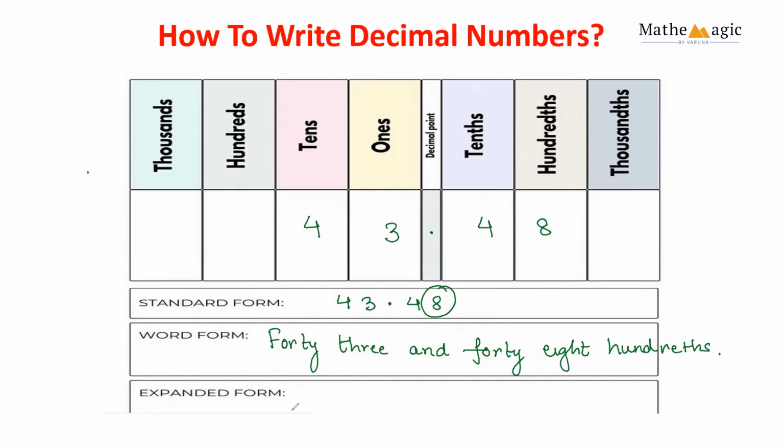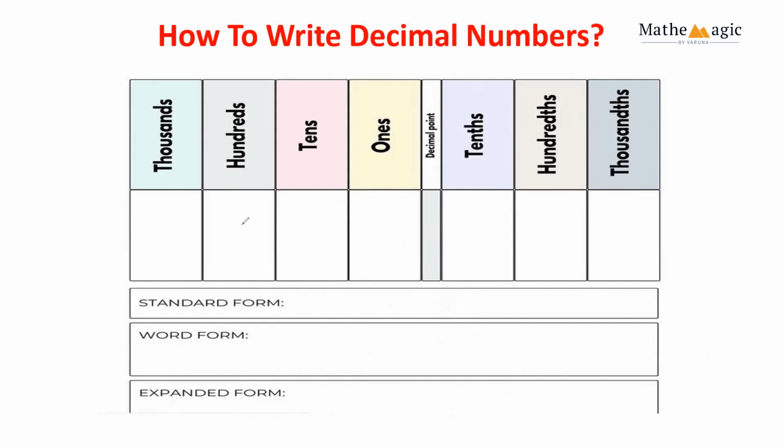Expanded form is how we write out the fractional part. So for 43, 4 is at the tens place, so we write 40, plus 3 is at the ones place. Then we write plus, because we will show the decimal part, which is the fractional part. The first 4 over here is at the tenths position, so it becomes 4 by 10. 8 is at the hundredths position, so 8 by 100. Let us take one more example.